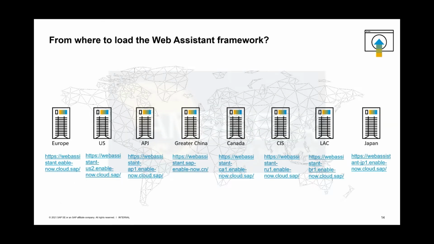So where do those web assistants come from? I told you so far that it's always one instance, and that was the one known so far, webassistant.enable-now.cloud.sap, which is actually the Europe tenant. This is coming from St. Leon-Rot. This is hosted in Rot. For any other region we could experience certain latencies, which is a bit of a pain. If you are somewhere in China and you download your framework from St. Leon-Rot in Germany, it has to pass the Great Wall of China, which means it takes a while.